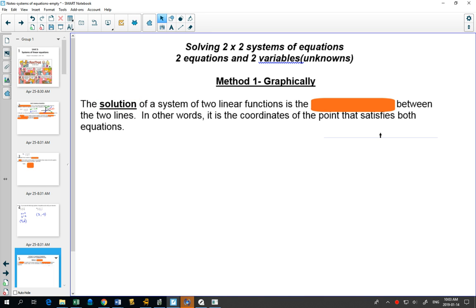So the solution of a system of two linear functions is the point of intersection. In other words, if we can graph both lines and a point magically appears, I don't know if it'll be that magic, but if a point appears where they intersect and you can find the coordinates of that point, then you will have found the solution.